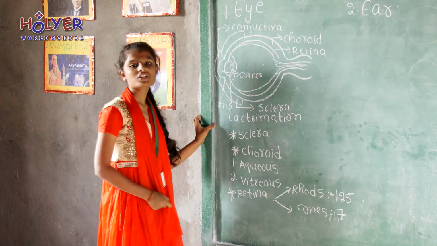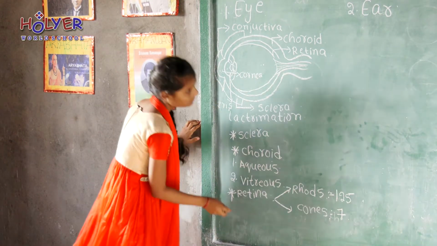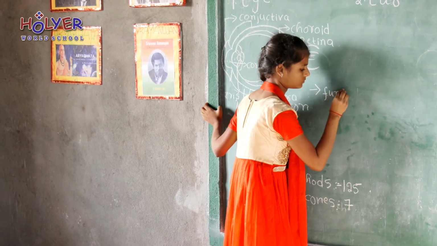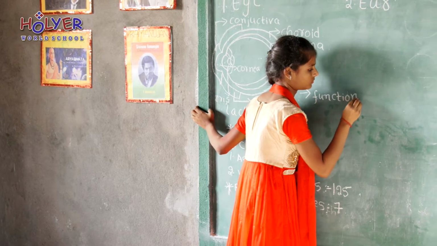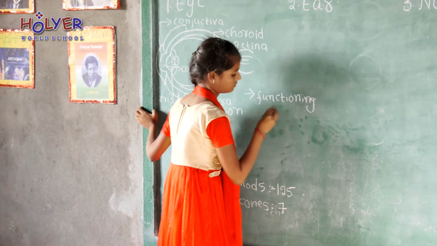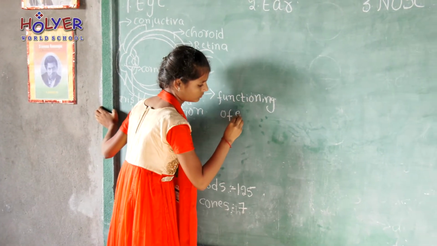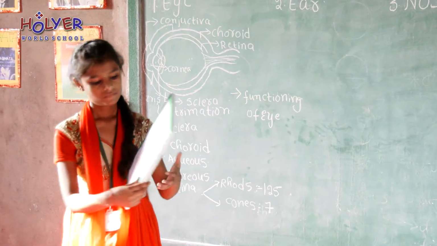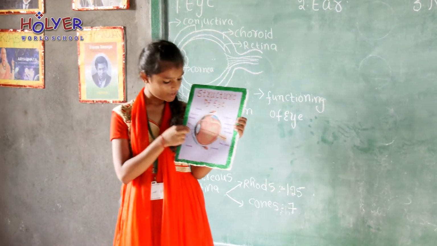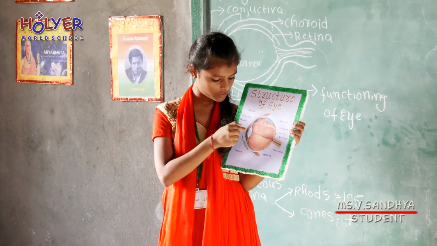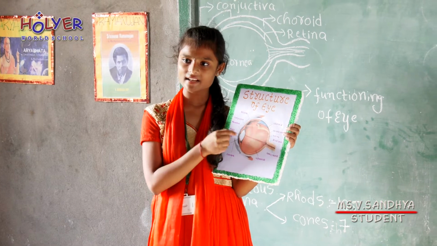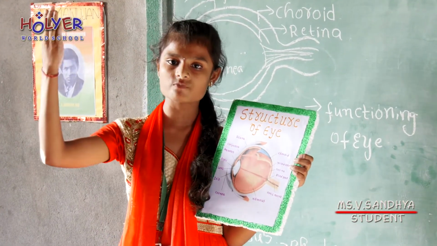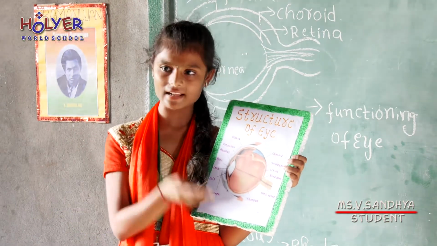And next one is the functioning of the eye. This is the structure of the eye. When light enters our eye, it must pass through the biconvex lens. When the light rays pass through the biconvex lens, the image on the retina appears inverted: an upward object looks downward and a right side object looks like a left side object.